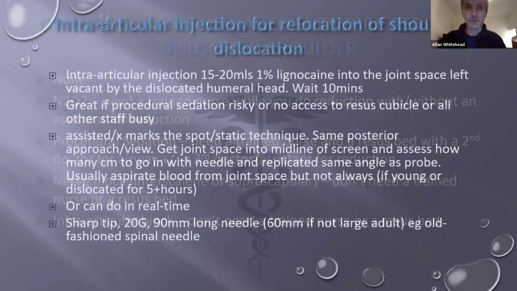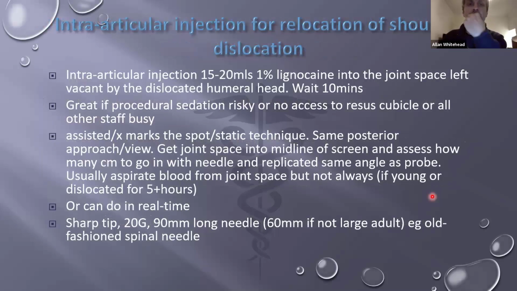So just talking a little bit more about intra-articular injection for relocation of the shoulder. I use about 15 to 20 mils of 1% lignocaine into the joint space, which is now vacant because of the head being dislocated, and then wait 10 minutes. You could use a different local anesthetic agent, something that's longer acting, no problem with that.